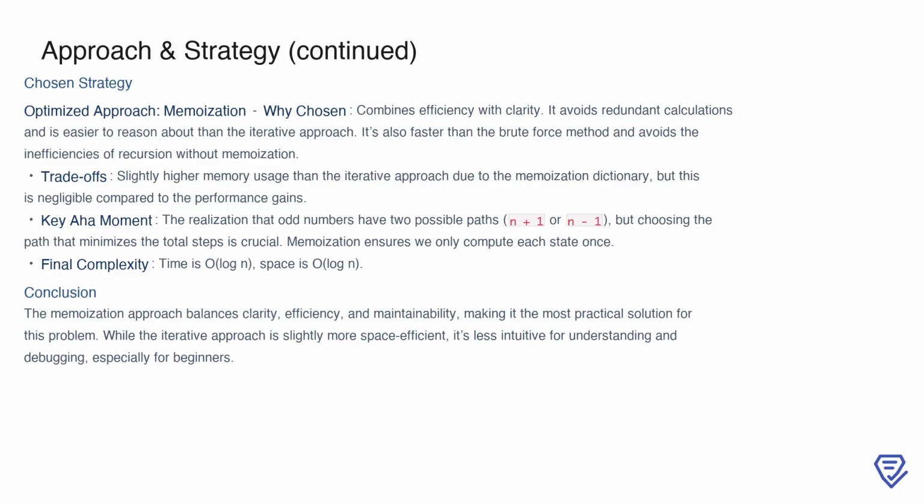A key insight in this problem is that odd numbers offer two paths, n plus 1 or n minus 1, and selecting the path that minimizes total steps is crucial. The memoization ensures that each state is computed only once, simplifying the overall logic. In terms of complexity, this approach is efficient, with both time and space complexities of O(log n).